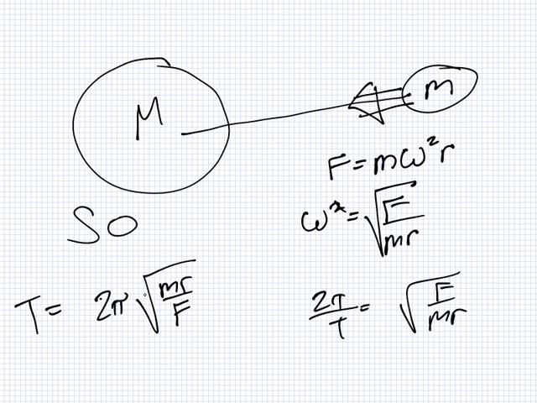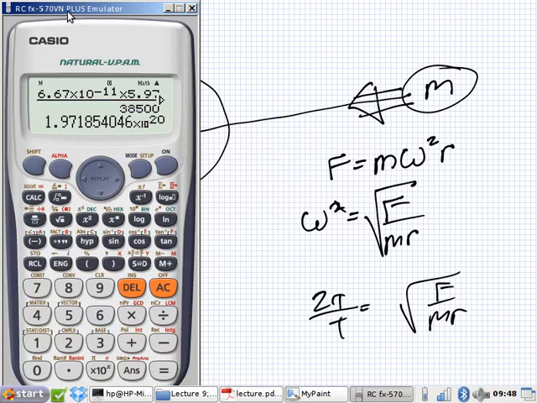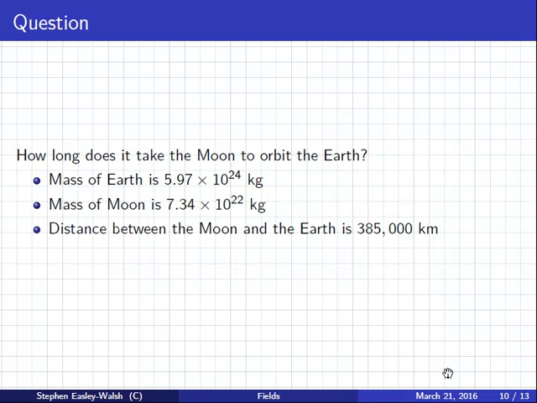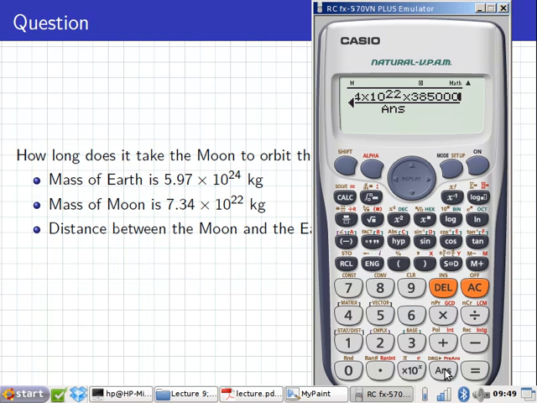Now, let's calculate that. So, 2 pi root fraction, and down here is the force, which we just worked out. And which mass do I have here? The moon. And then what's the distance between them? 385 or 384? 385, yeah. Now, what unit will my answer be in? It'll be in seconds.